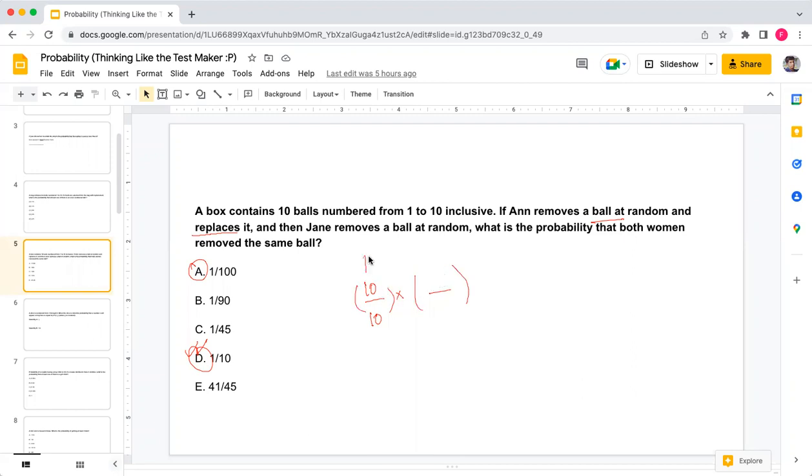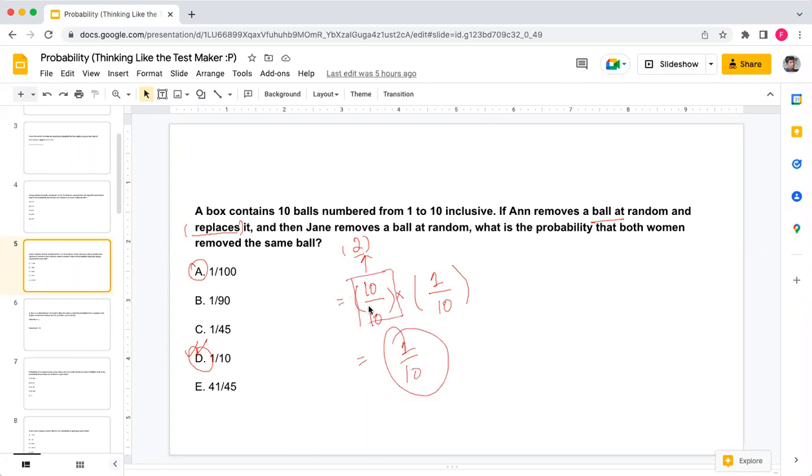So let's suppose the person picked a ball with number 2 on that. So for the second person to pick the same ball, there's only one option remaining, and as the person replaced the ball, that means the total remains the same. That's why the answer to this is 1/10.